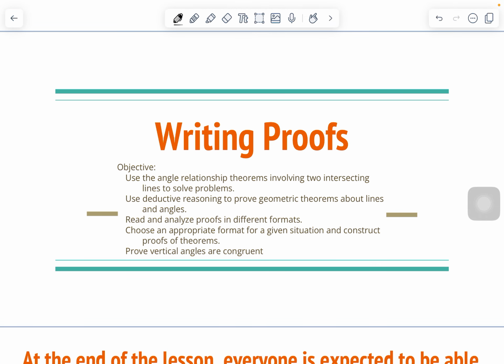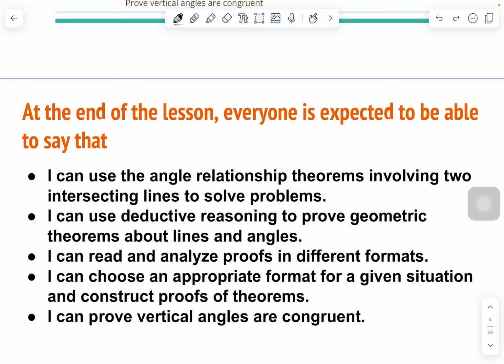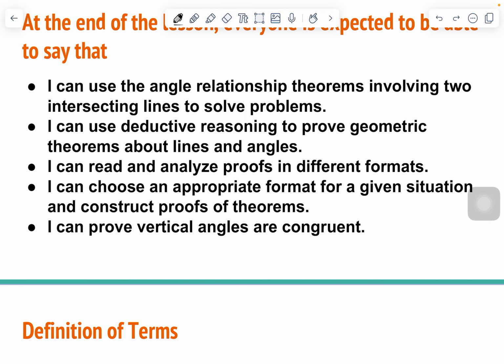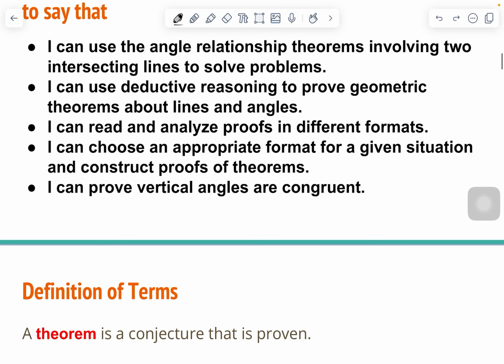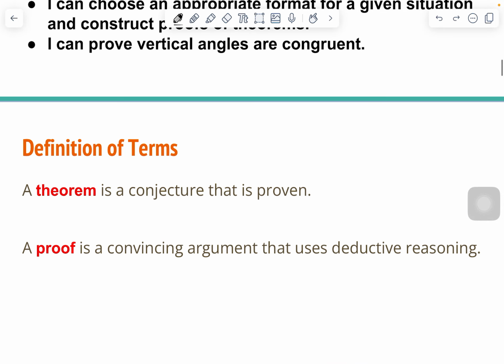So our topic for today is writing proofs. These are our objectives of the day. At the end of the lesson, you are expected to be able to use the angle relationship theorems involving two intersecting lines to solve problems, use deductive reasoning, read and analyze proofs, choose an appropriate format for a given situation, and construct proofs of theorems. And you can say, I can prove vertical angles are congruent.